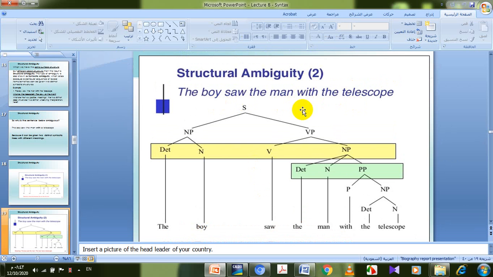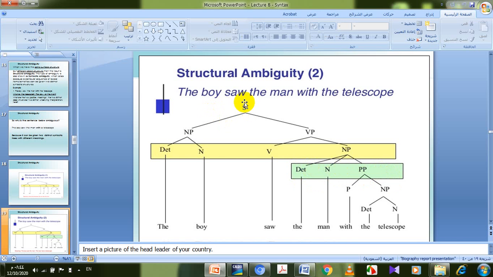The man with a telescope here, "with a telescope" functions as an adjective for the man, because which man? Okay, with a telescope. So it functions as what? As an adjective, and that's why it is analyzed at the same level.